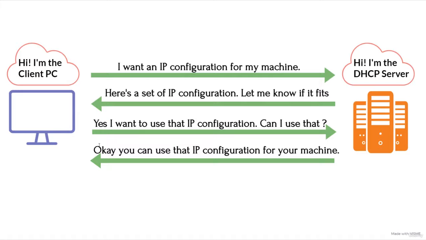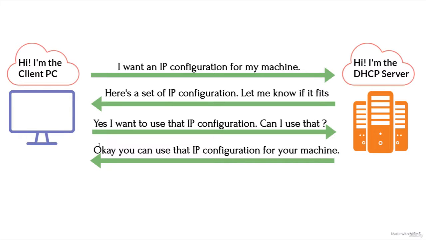Now before going to the DORA, let us see what the concept behind DHCP is. So in layman's language, this is the diagram of how DHCP works. On the left-hand side we have the client PC. Now this PC can be anything: your mobile, your laptop, your tablet, your desktop. And on the right-hand side we have the DHCP server that assigns the IP to the client.